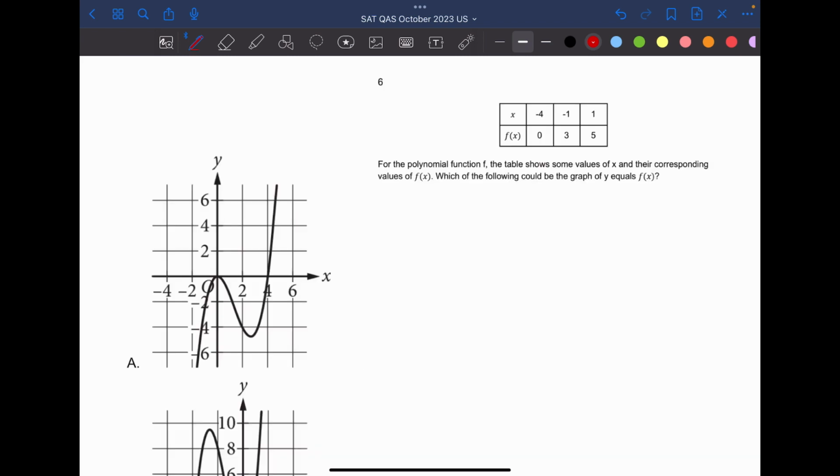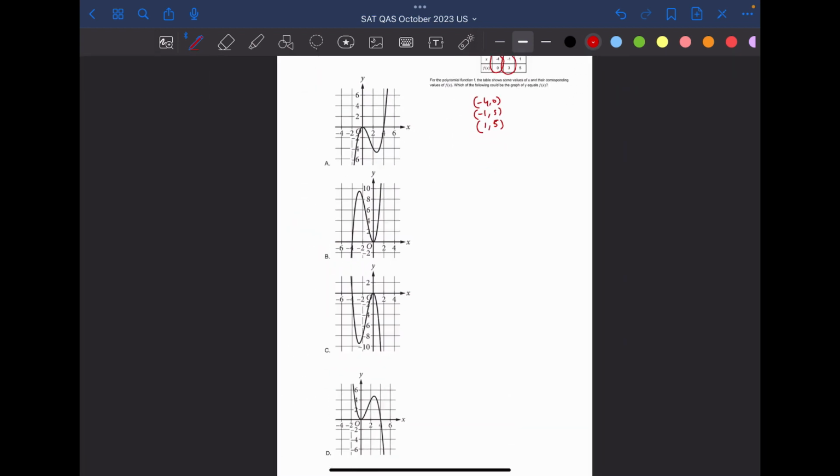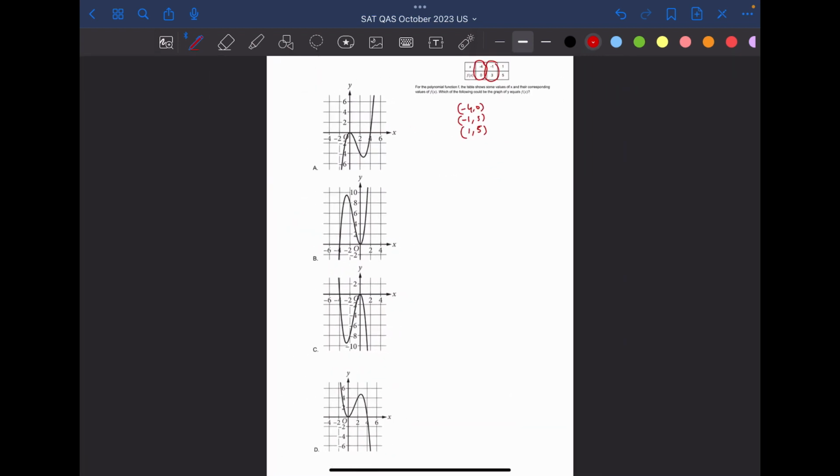Question number 6. For the polynomial function f, the table shows some values of x and their corresponding values of f of x. And then it says, which of the following could be the graph of y equals f of x? Okay, so I guess the first point exists at -4, 0. That's our first point. Second point is at -1, 3. And third point is at 1, 5. And then we've got to see which of these graphs includes all three of these points, and that would be the corresponding graph that we want to choose as our answer.